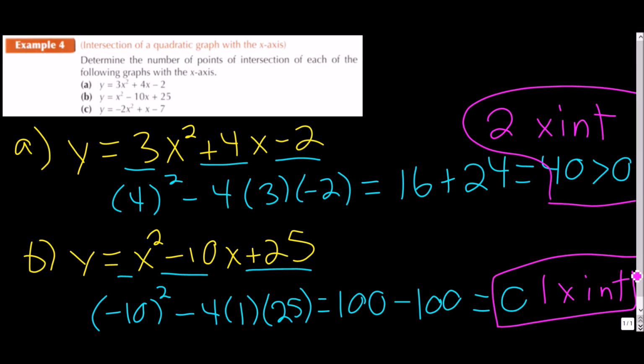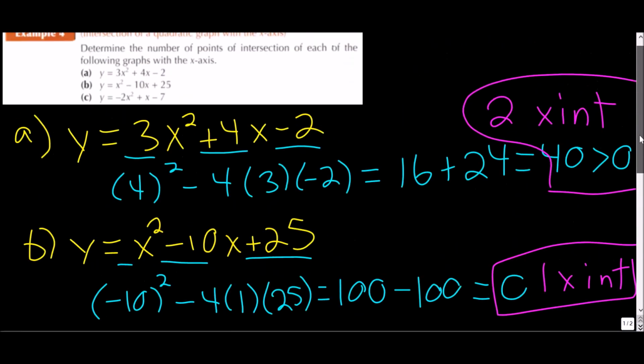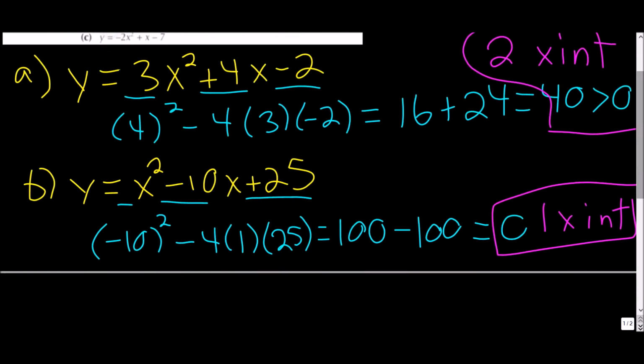That is all together, right? Because a discriminant of 0 means we have equal roots, and the equal roots will only create 1 x-intercept. So by process of elimination, let's see what's next. Part C is y equals negative 2x squared plus x minus 7.